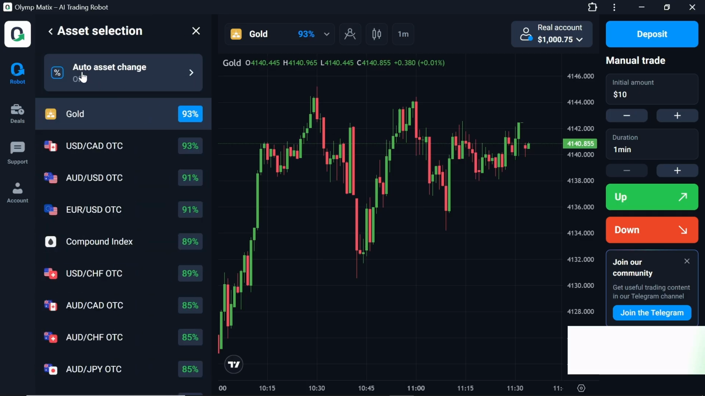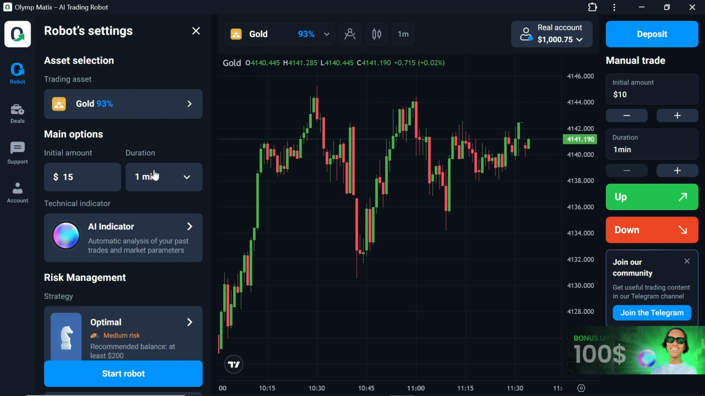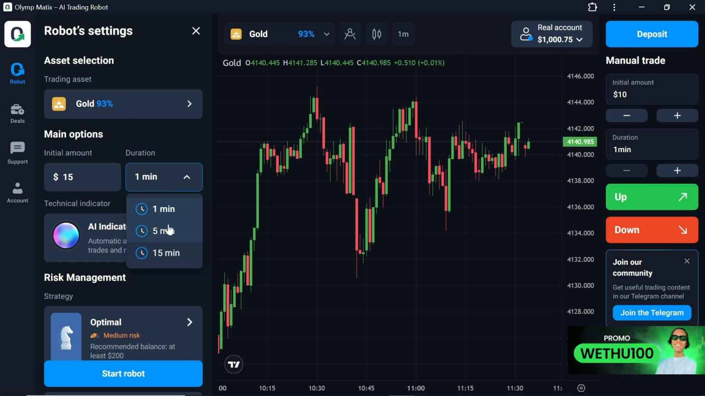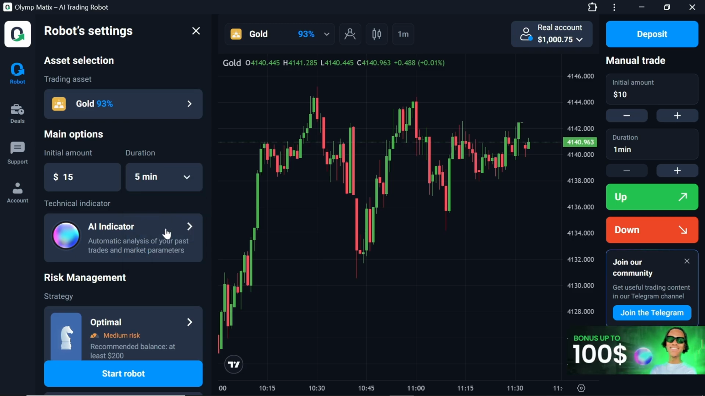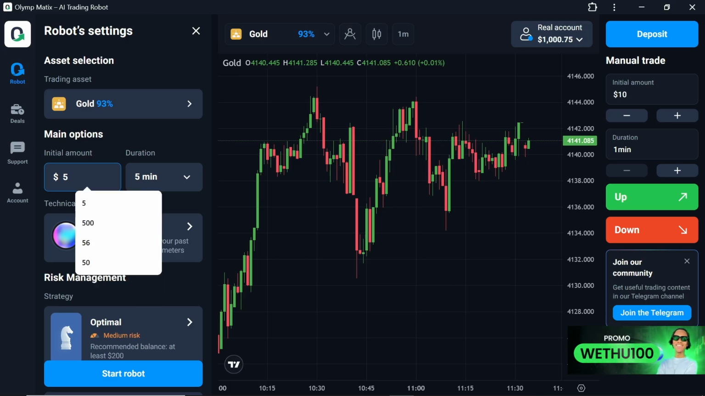So guys, you're just gonna go to asset selection, right, and then you're gonna select gold, you understand, making sure that auto asset change is off, right? And then once your gold is selected, we have to choose a time frame, right? We're going to be using the 5-minute time frame duration for this test, and our initial trade amount, I'm going to start at $5, you understand, right?